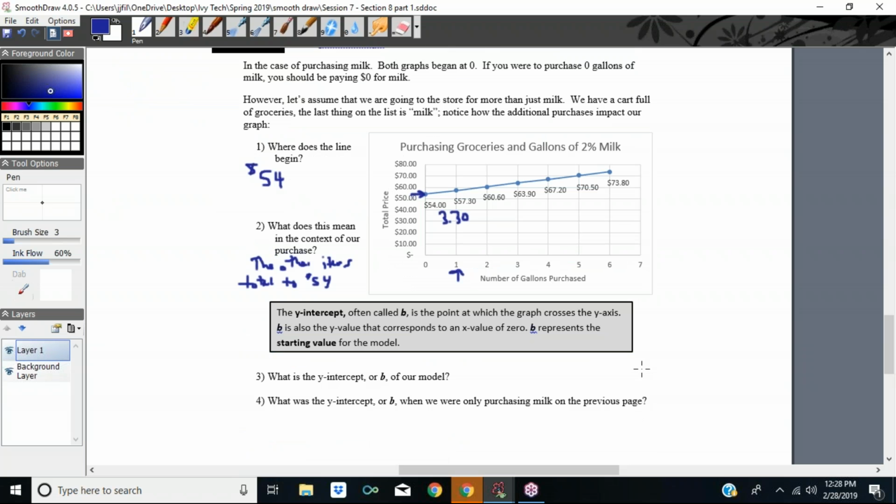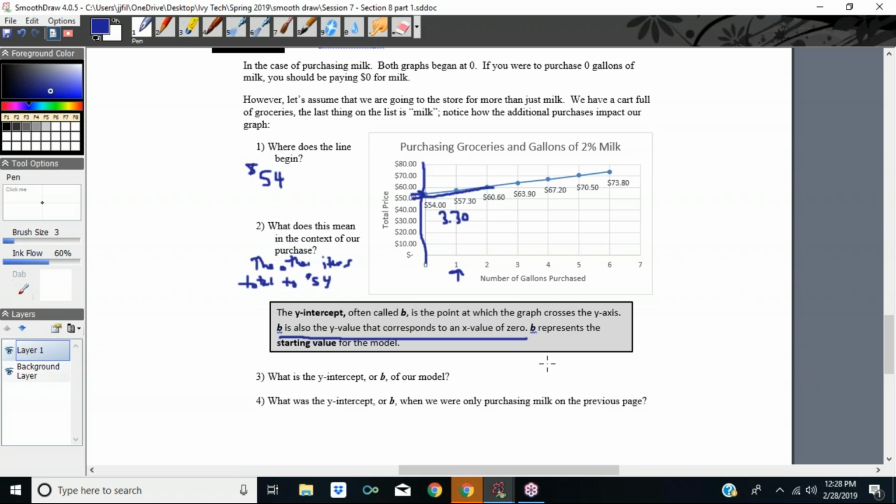So it says here the y-intercept, often called b, is the point at which the graph crosses the y-axis. b is also the y value that corresponds to an x value of 0. It's a starting value. So that's an important idea, that the b value is the y value that corresponds to an x value of 0. So it's where our line here crosses the y-axis, the y-intercept.